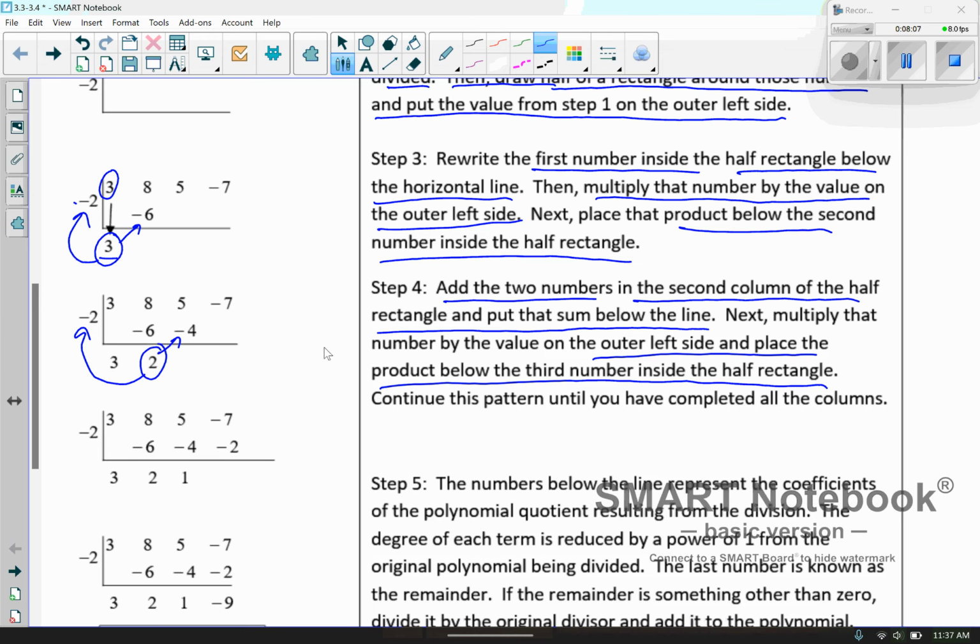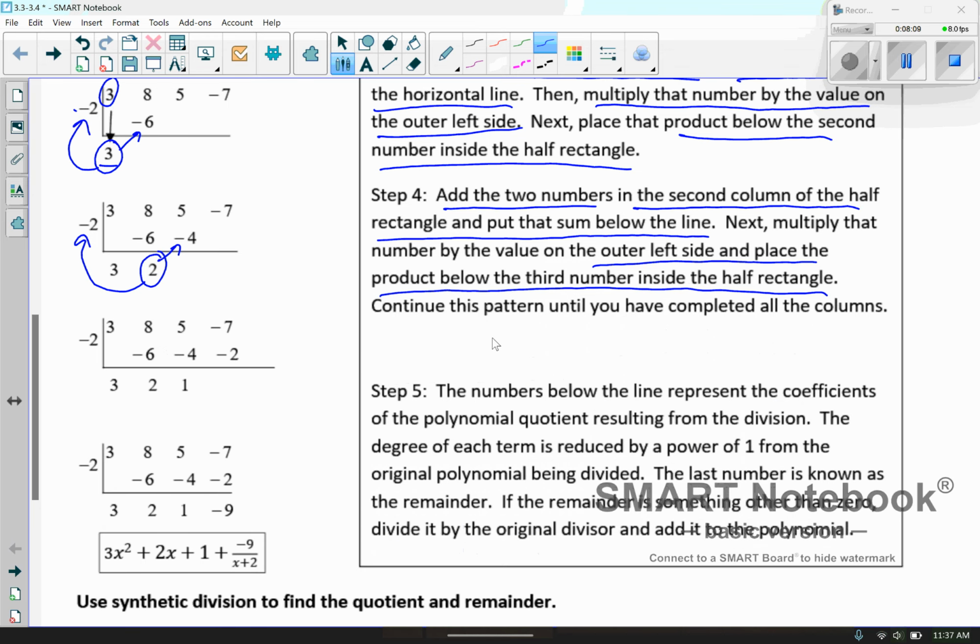And then we're just going to continue this pattern. So now let's see.